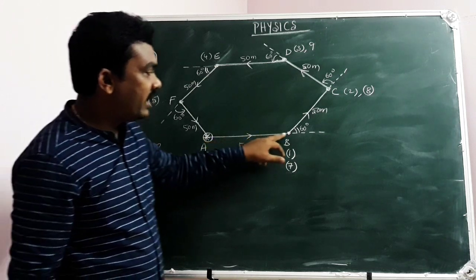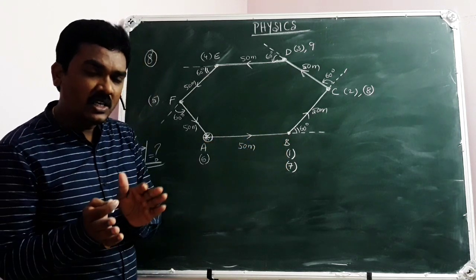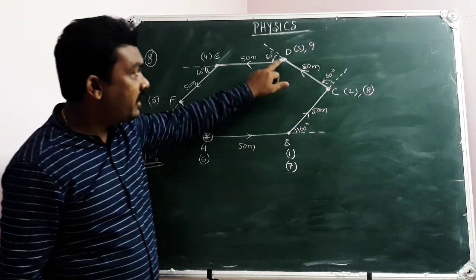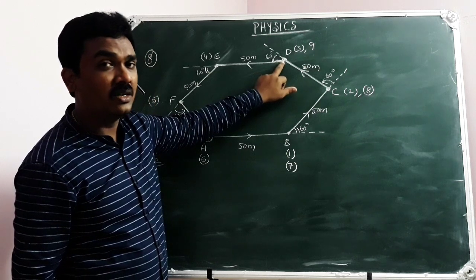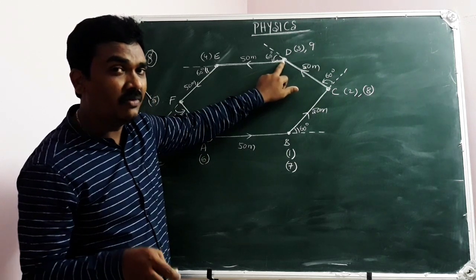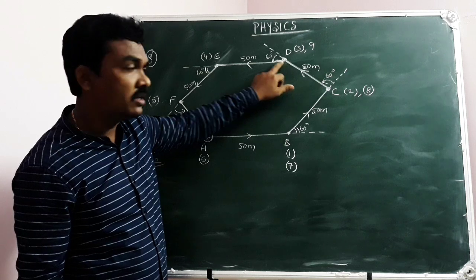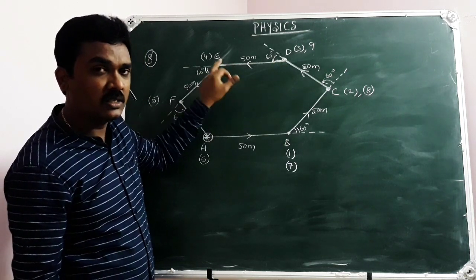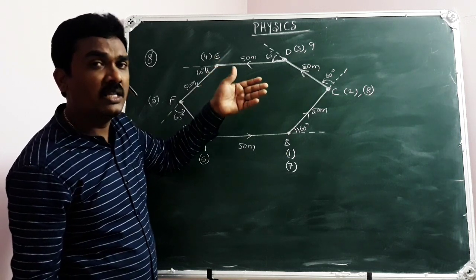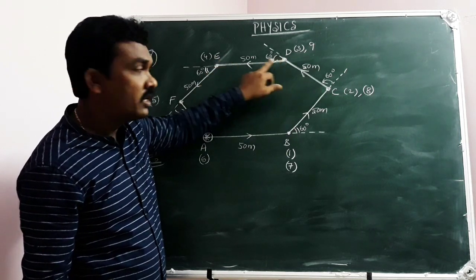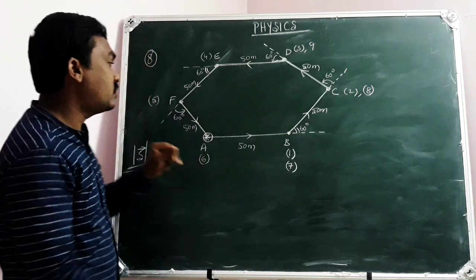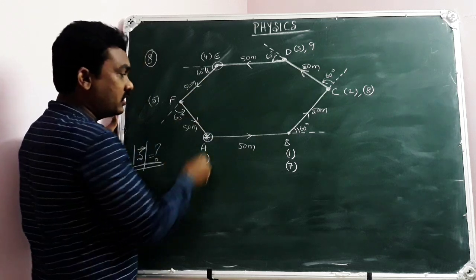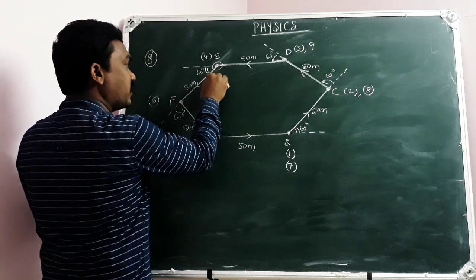So here A to B, at B he has taken the first turn. Once he has taken a turn, he will travel through 50 meters. Like that, at D, he will take the ninth turn. Once he has taken the ninth turn, he will come to E. Of course, not going for the 10th turn. We are discussing displacement after the ninth turn. Once the ninth turn is taken, he will travel through 50 meters. So this will be the final location after the ninth turn. This is the initial position. Then this will be the displacement.